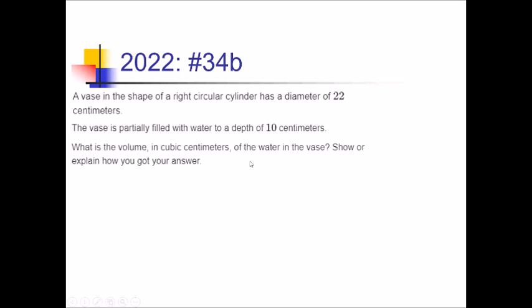For part B of this question, we're filling the vase with water to a depth of 10 centimeters, and we want to know the volume of that water. So we're talking about the volume of a circular cylinder. The water is going to take on the shape of the container. So we're talking about a cylinder. That's going to be pi r squared h for the volume.